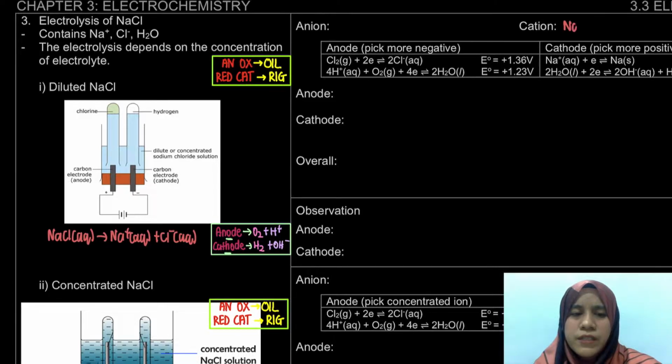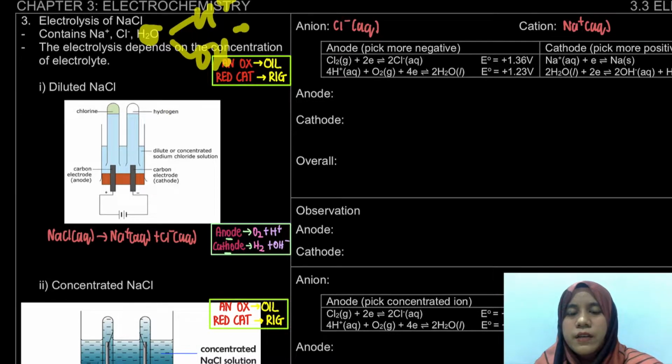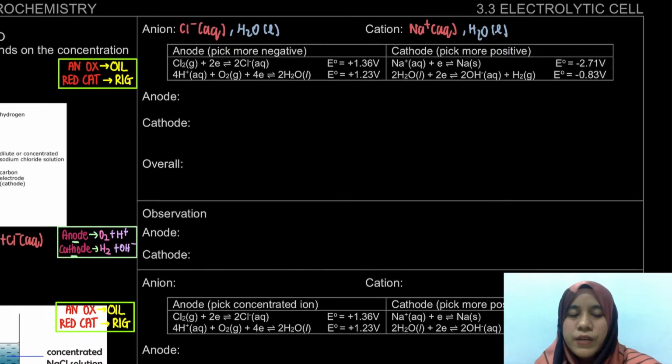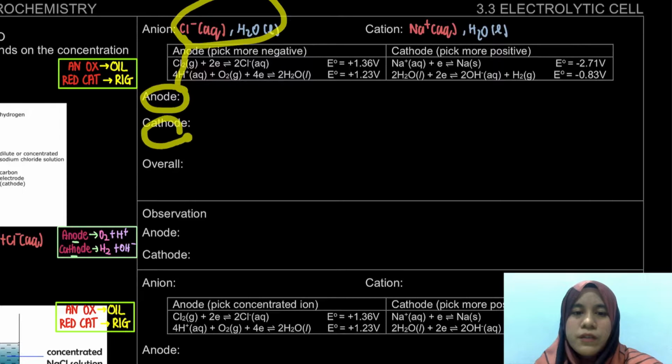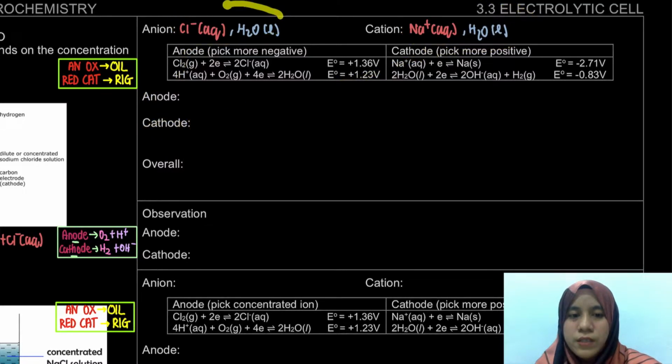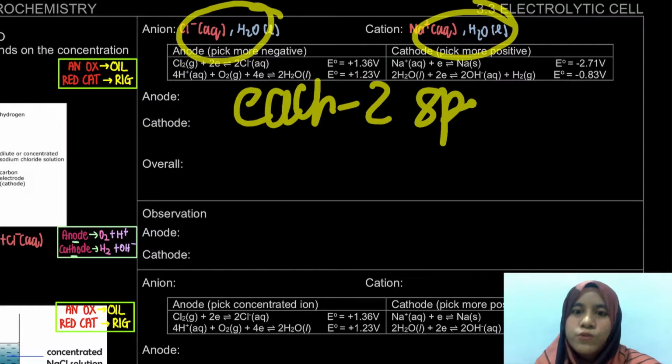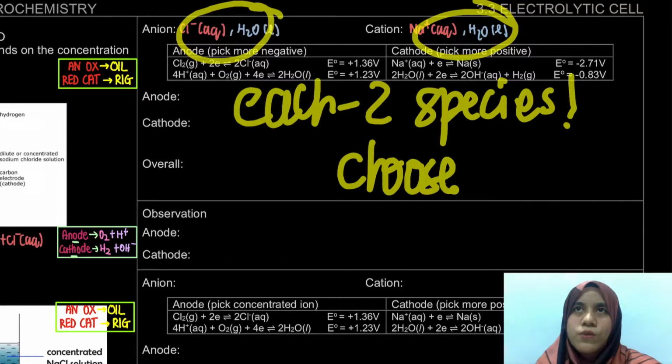Okay, but for the electrolysis of NaCl, we have our aqueous solution, so H2O, which one to put? Is it an ion, a cation? What I'm going to do is write down on both sides so that it's easier for you to see the choices that we have. For the anode and cathode, we have two choices here. So which one do we have to choose? Because it is given to you, we have two species to be chosen.